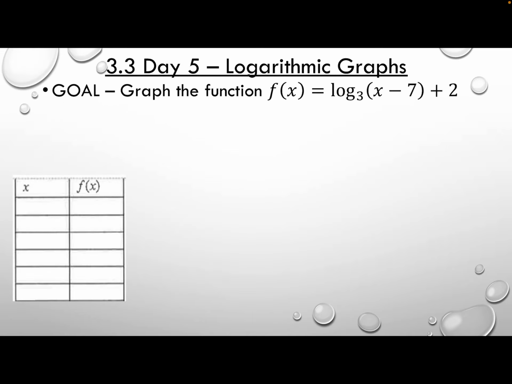That gives you a pretty good preview of what our method would look like for today. So we're looking at the same function equation that we did in the previous lesson, which was f of x is equal to log base 3 of the quantity x minus 7, plus 2. Okay, so that's the exact same equation as the previous lesson. We're just using a different method to come up with the same graph.